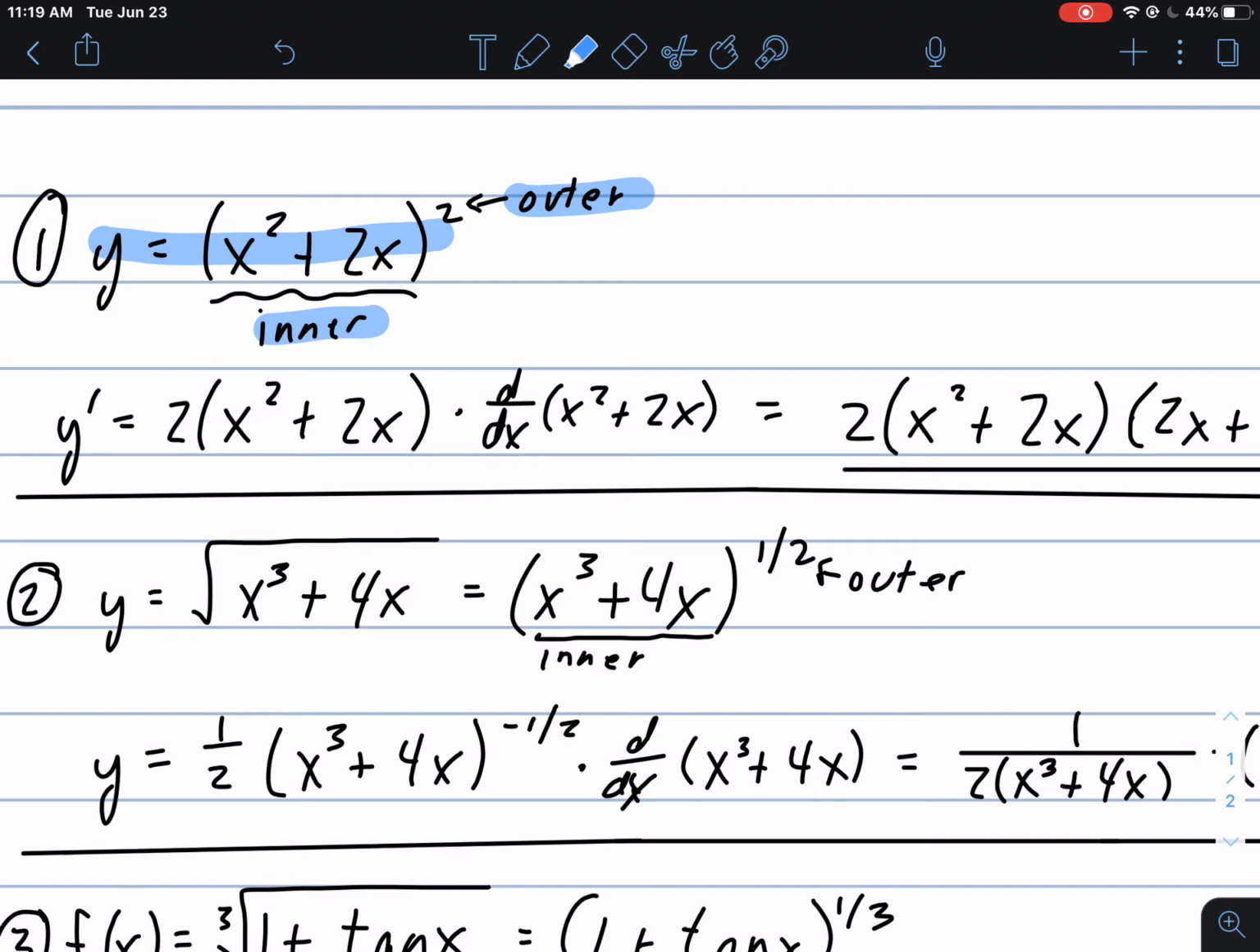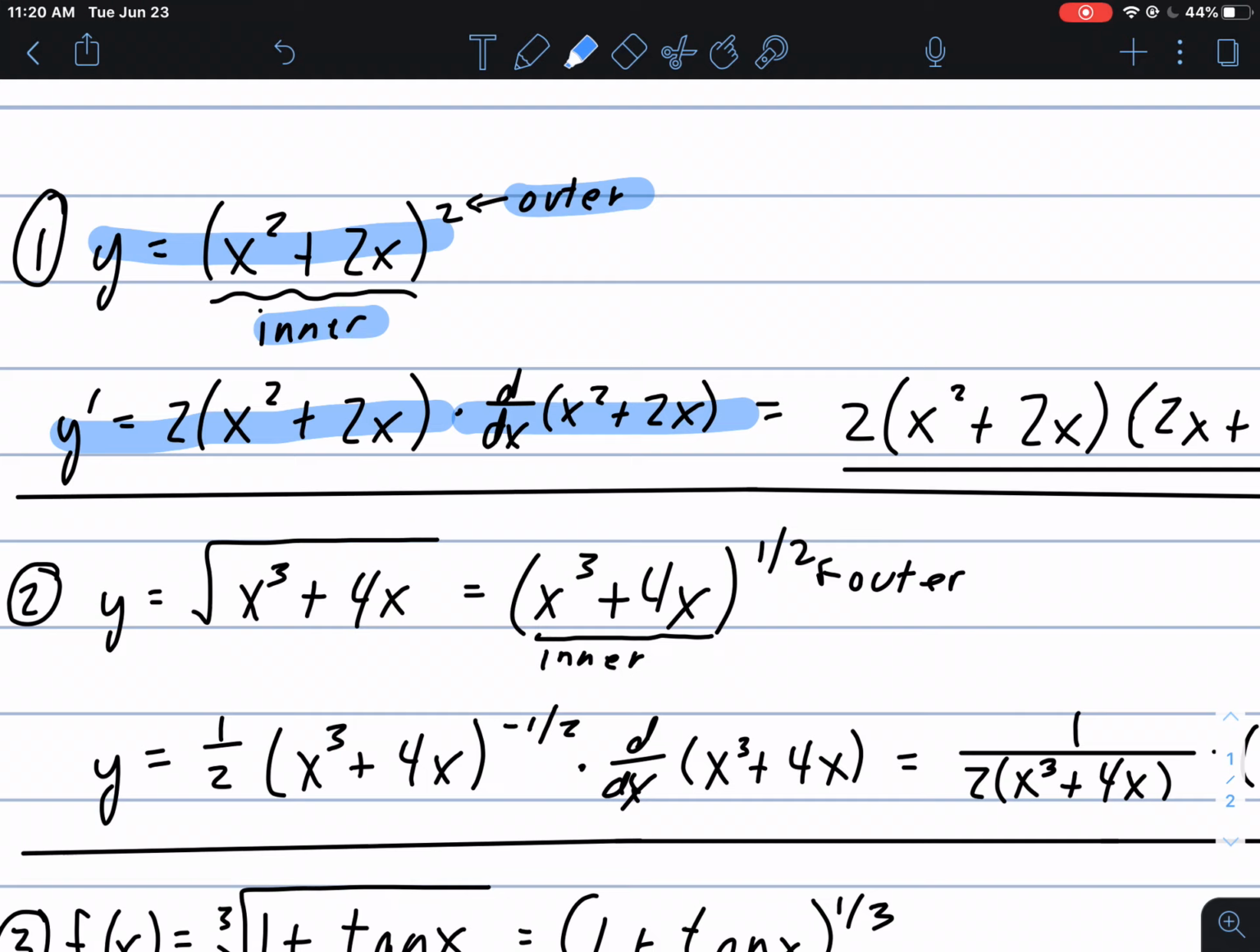So here's our power rule, y prime: 2 times x squared plus 2x to the first power, right? What's the power rule? We multiply by the exponent, and then decrease the exponent by 1. Notice the base does not change. I then differentiate the base, okay?